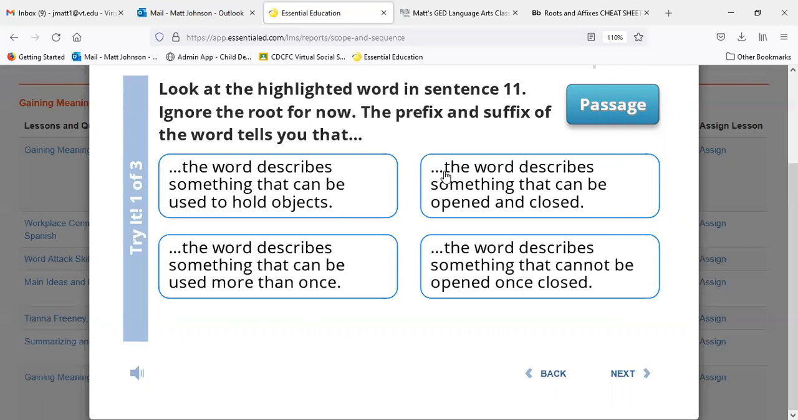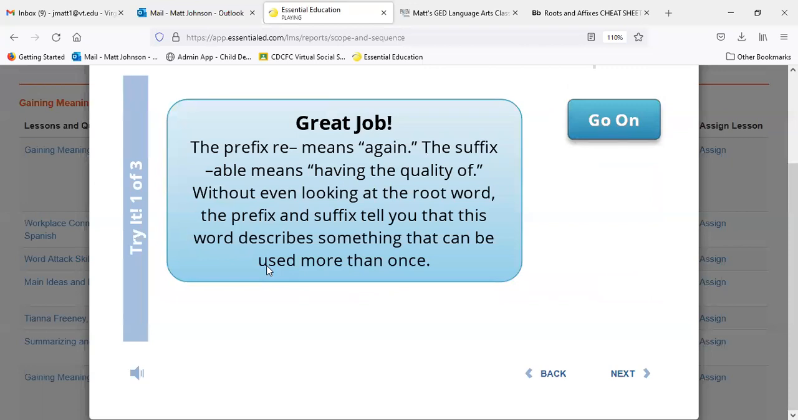Resealable. I think it's C. The word describes something that can be used more than once. Yeah, good job. So right? We've talked about that, doing something more than once. Rewrite, reread. Great job. The prefix re means again. The suffix able means having the quality of. Without even looking at the root word, the prefix and suffix tell you that this word describes something that can be used more than once. Okay, yeah, good job. And let's see, we're gonna have another one here.